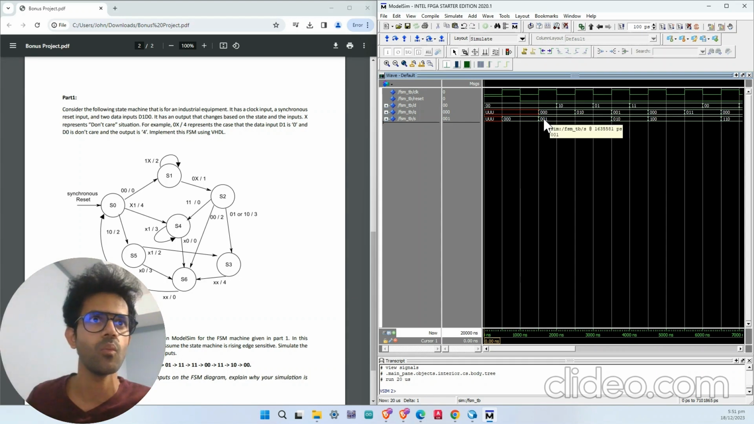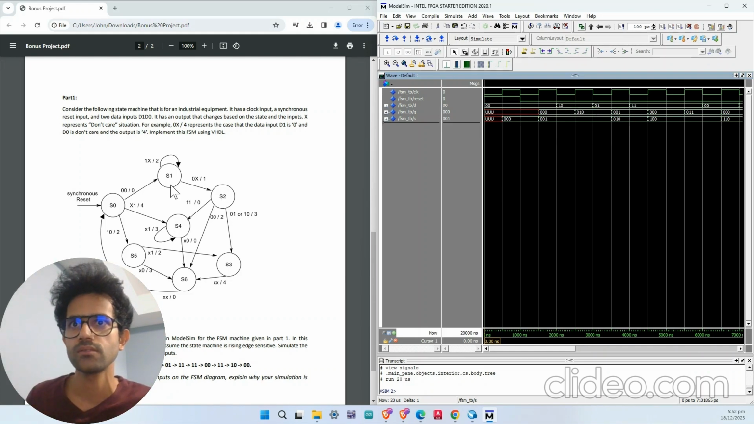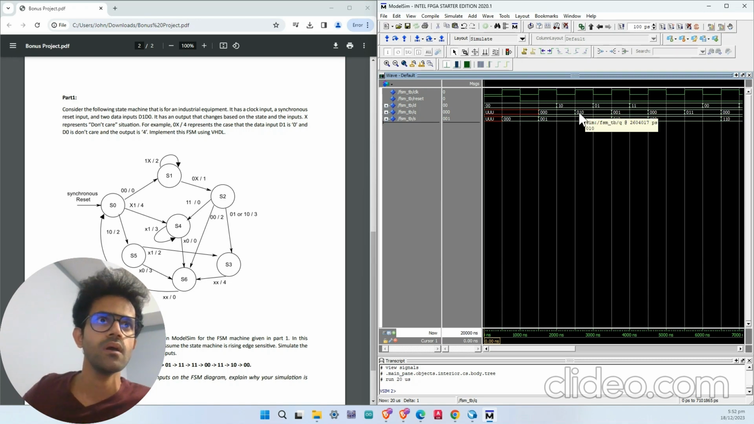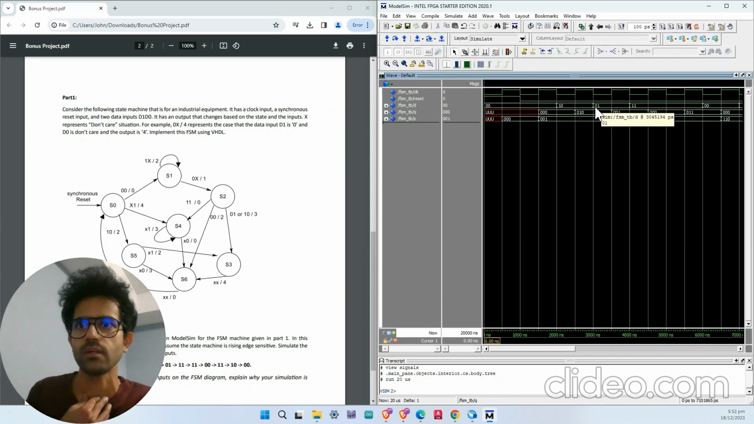Now we are in state 1 and we have the input of, yeah, the input is changed after this cycle ends. So now the input is 1 0 and state is 1. So S1 with 1 0, it's supposed to remain in S1 with the output of 2. So S1, yeah, it's remaining in S1. See, the next clock came, it remains in S1, so it's the same state, and we have the output of 2.